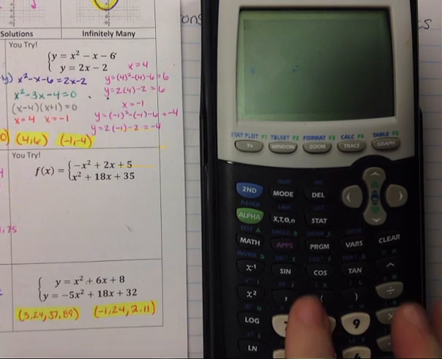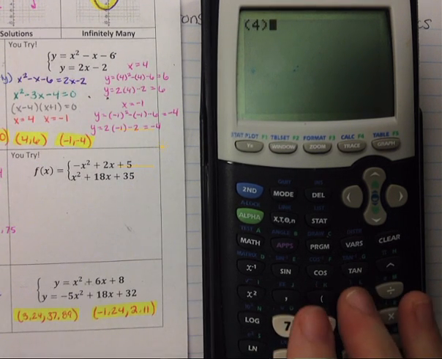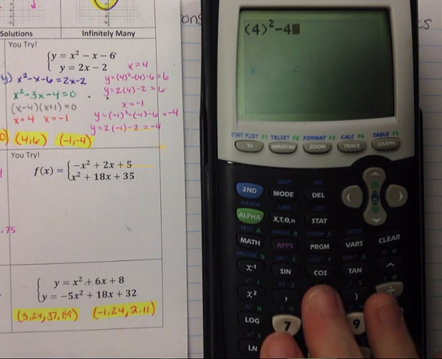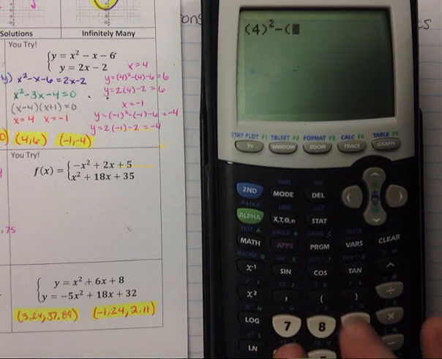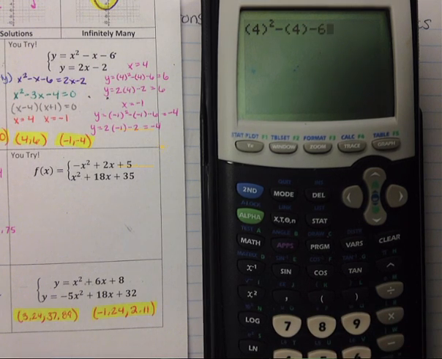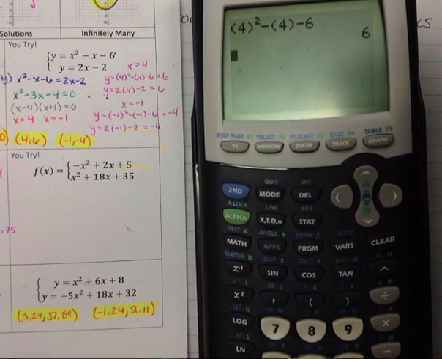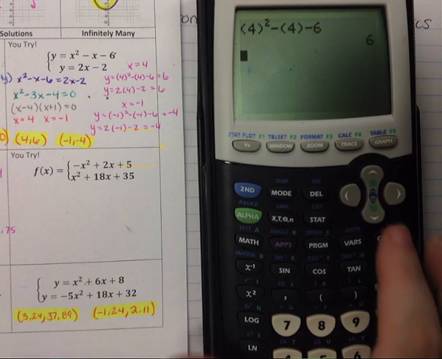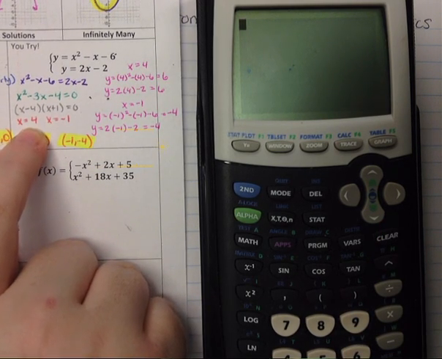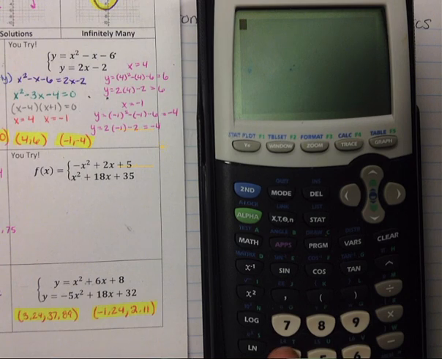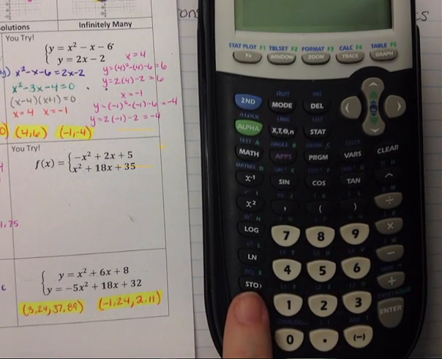You can continue writing it like this: (4) squared minus (4) minus 6. And you still get that positive 6 out. So you still get the same answer. However, I want to show you how you can store the x value of 4. So what I'm going to do is I'm going to press the button 4. Then on my calculator, I'm going to press this STO button. It's the store button.